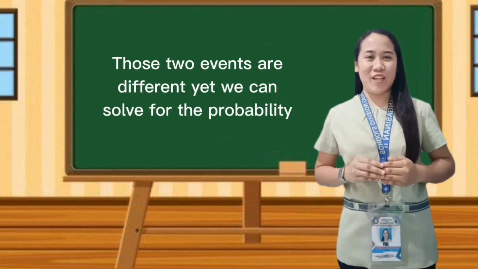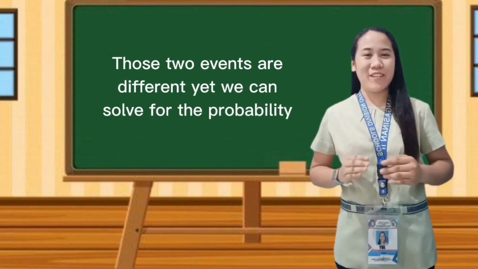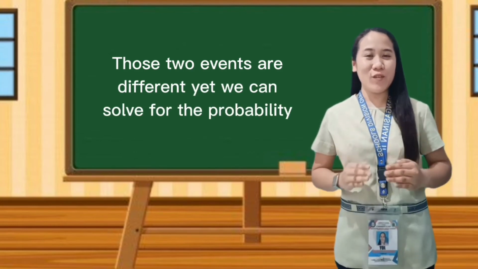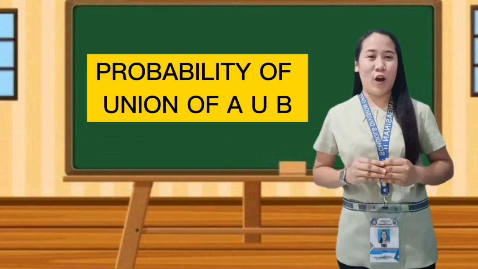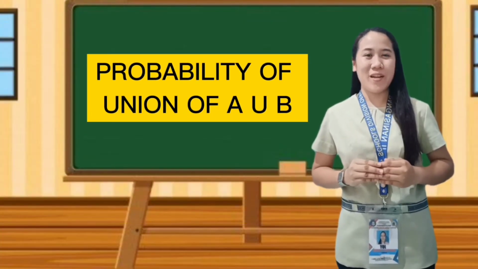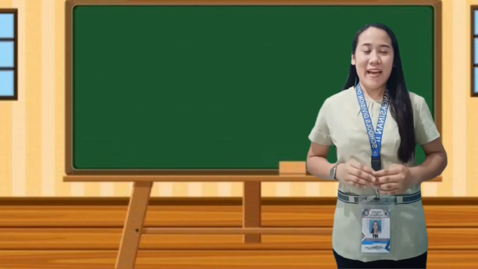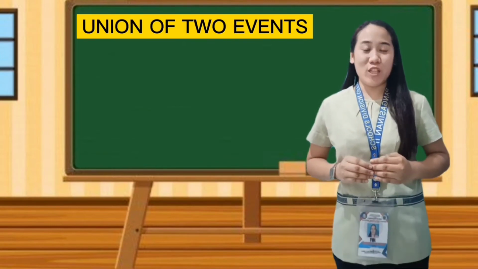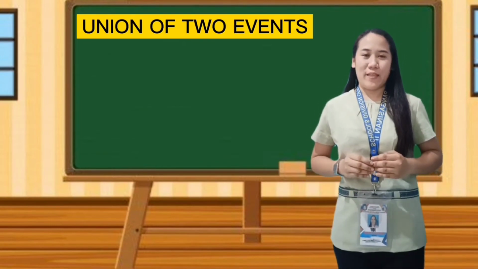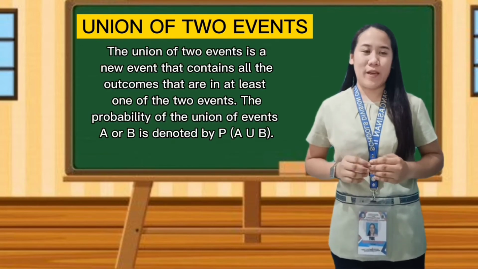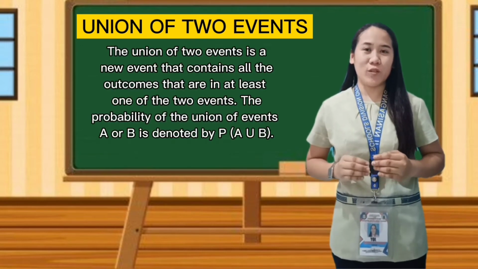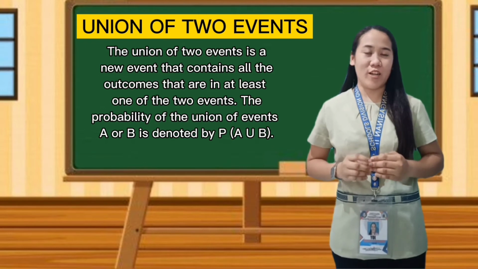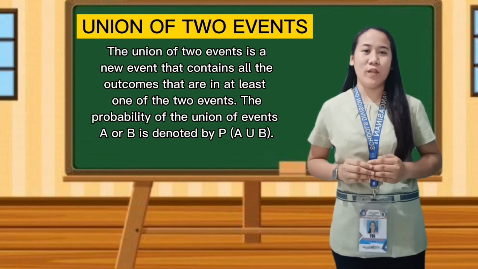Those 2 events are different, yet we can find their probability. So we can use the probability of union of 2 events A or B. Let us now define what is union of 2 events. The union of 2 events is a new event that contains all the outcomes that are in at least one of the 2 events.